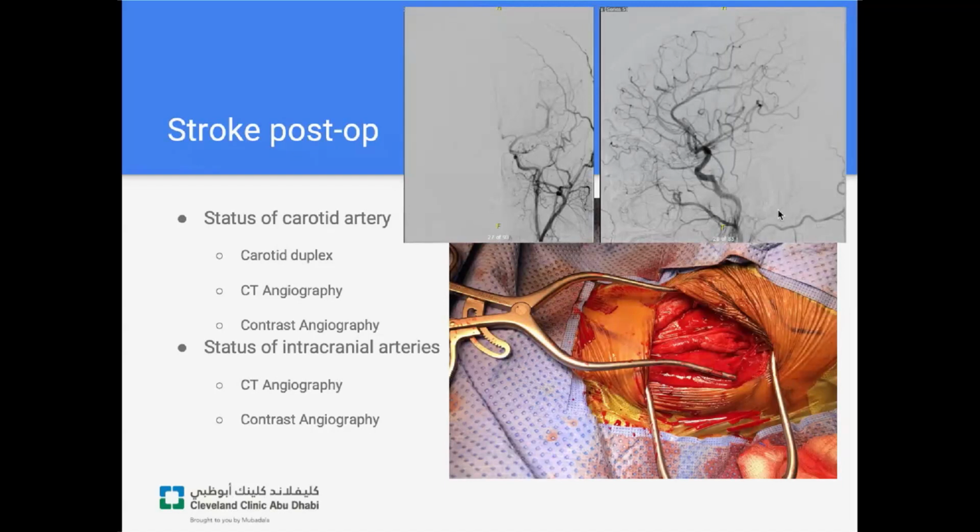The third option is contrast angiography, and if you're able to show that your operative site is clear of disease, and there's suggestion of intracranial embolization, the only way to rescue yourself out of this is with a neurointerventionalist performing angiography and intervention with embolism retrieval in the lab.